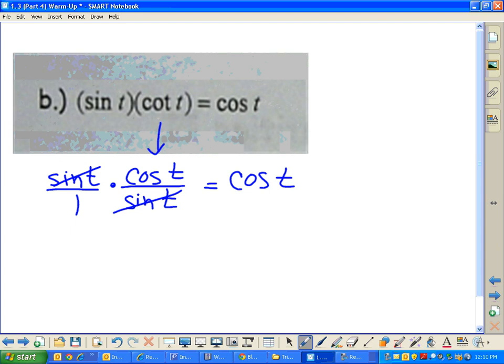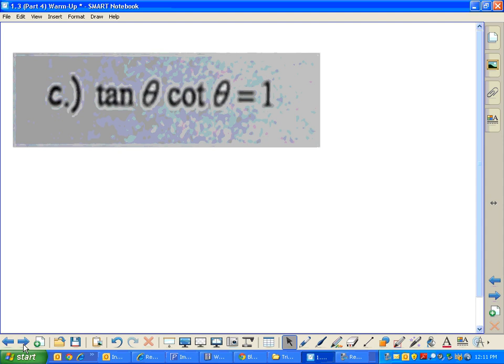One more time and then we do it on our own. Part C. I have tangent times cotangent, and I'm supposed to show why that equals 1. So the first thing we have to do is pick some identities for tangent and cotangent.